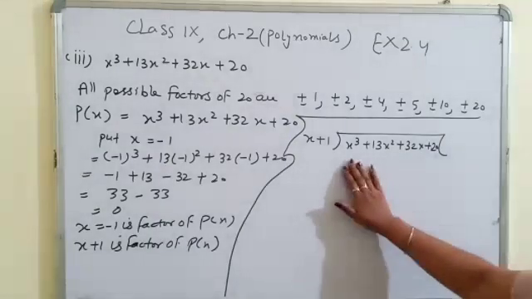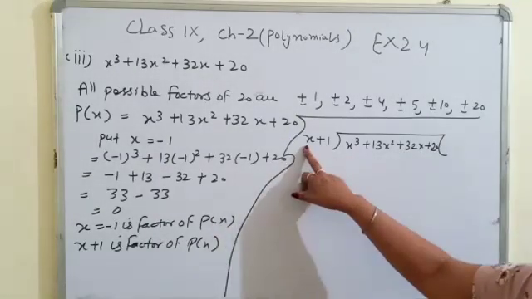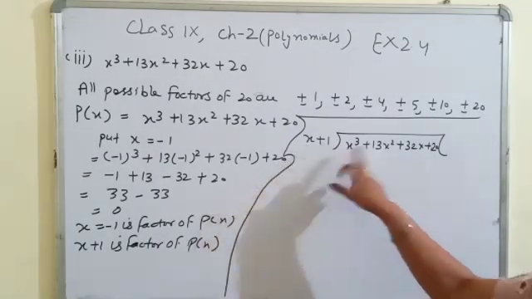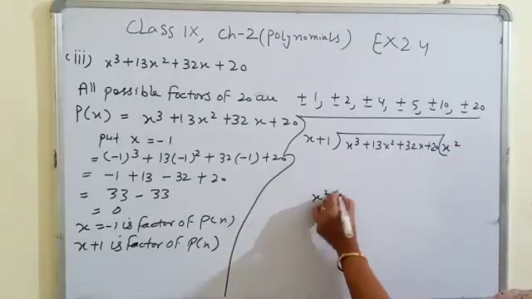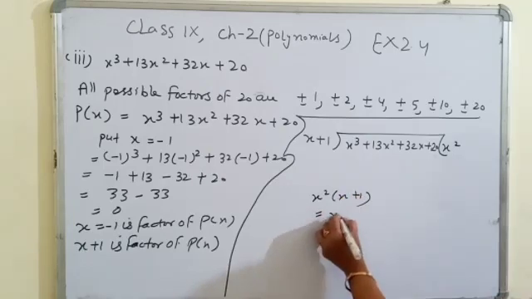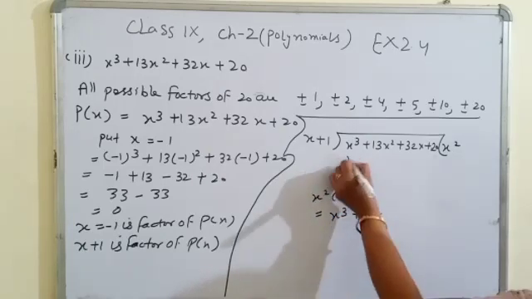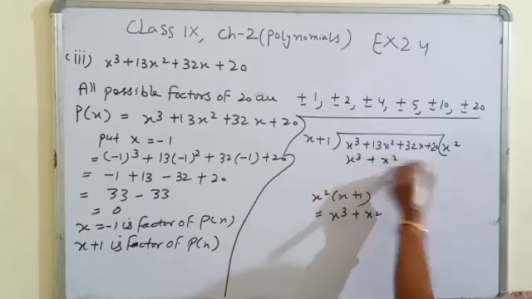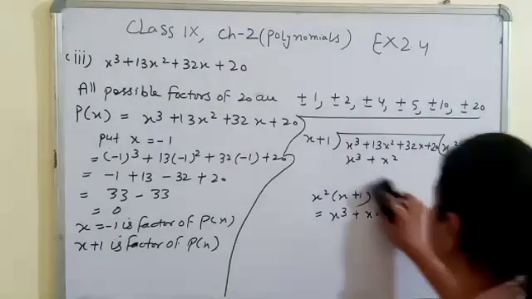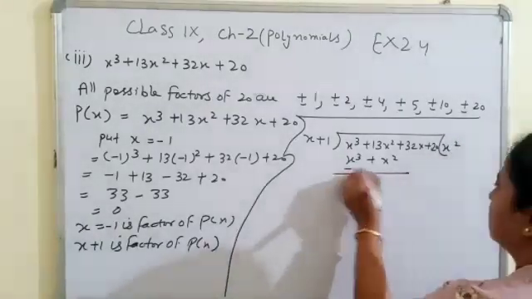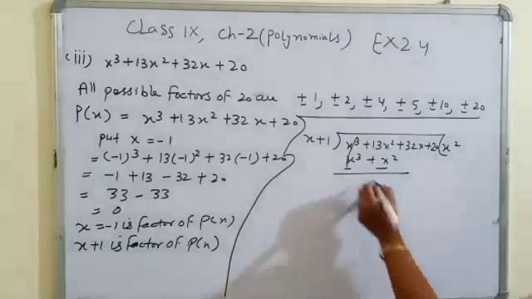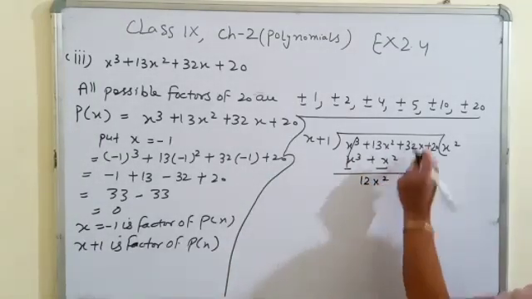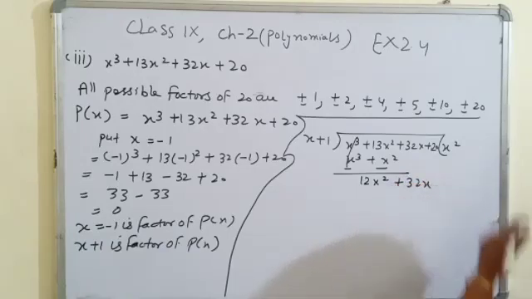x cube is the first term here, so we will multiply the divisor by x square. When we multiply x square by x plus 1, the result is x cube plus x square. Write it here. Now do the subtraction. For subtraction we change the sign: 13 minus 1, plus minus minus. So this is 12x square. Carry down the plus 32x here.